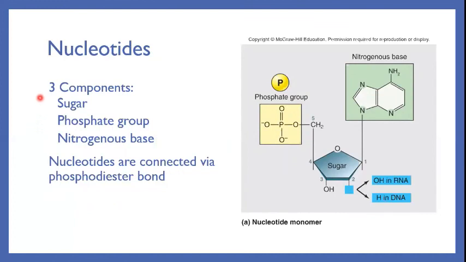Nucleotides are formed out of 3 components: a sugar, a phosphate group, and a nitrogenous base. We see here the sugar, the phosphate group, and a nitrogenous base.